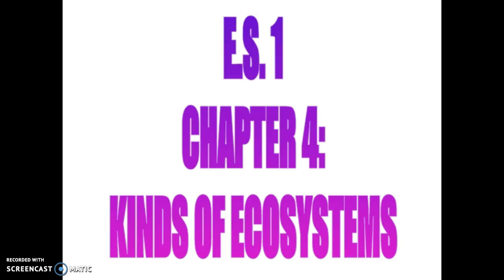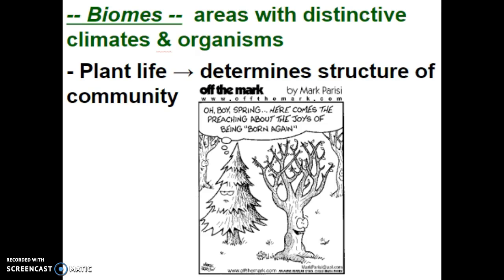This is Environmental Science 1, Chapter 4 on Kinds of Ecosystems. In this portion of the video lecture, we will be discussing the different forest biomes. And a biome essentially is an area with a very distinctive climate, and because of that distinctive climate, there are particular organisms that reside there.